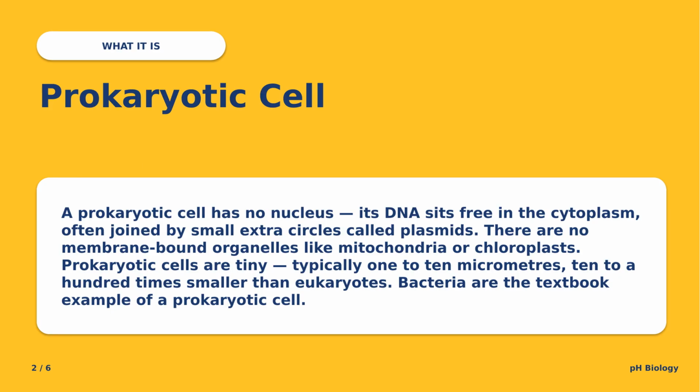A prokaryotic cell has no nucleus. Its DNA sits free in the cytoplasm, often joined by small extra circles called plasmids. There are no membrane-bound organelles like mitochondria or chloroplasts. Prokaryotic cells are tiny, typically 1 to 10 micrometers, 10 to 100 times smaller than eukaryotes. Bacteria are the textbook example of a prokaryotic cell.